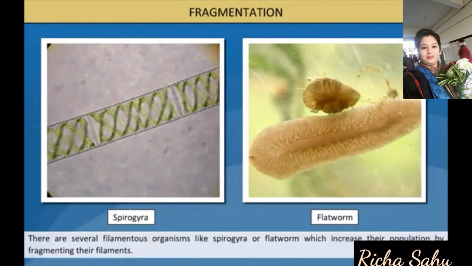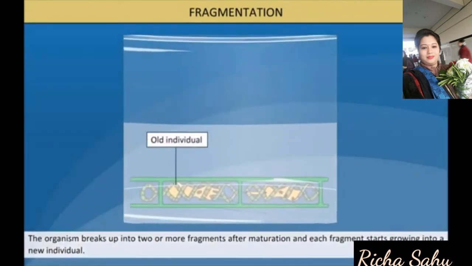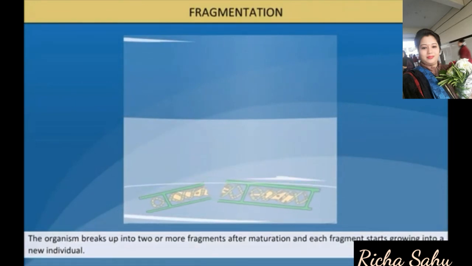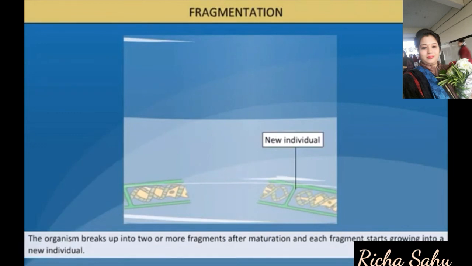Fragmentation. There are several filamentous organisms like Spirogyra or flatworm which increase their population by fragmenting their filaments. The organism breaks up into two or more fragments after maturation and each fragment starts growing into a new individual.